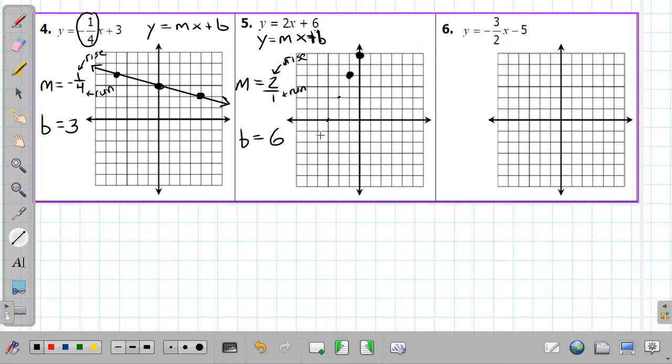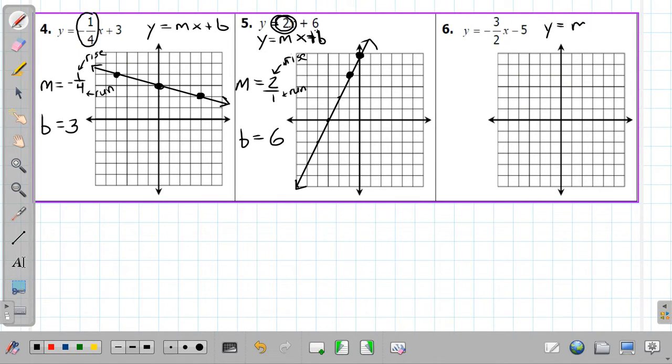Okay, let me make this a little better. So our line should look something like that. Not perfect without having a straight edge here, but it should look something like that. But once again, we know it should look like that because this is a positive slope.